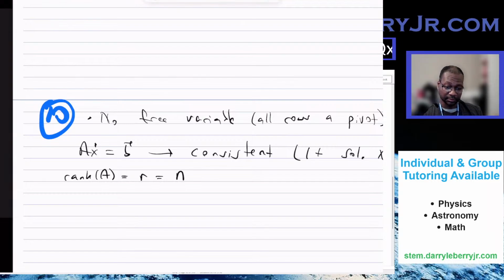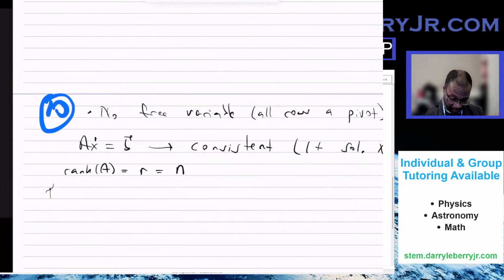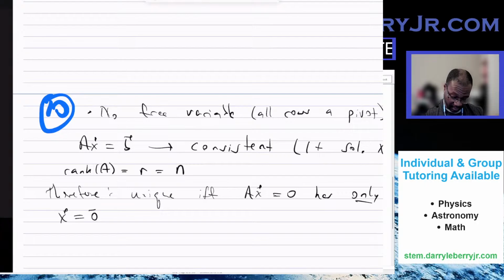Suppose, therefore, a unique solution if and only if AX equals 0 has only the solution of X equals 0, which they call the trivial solution.